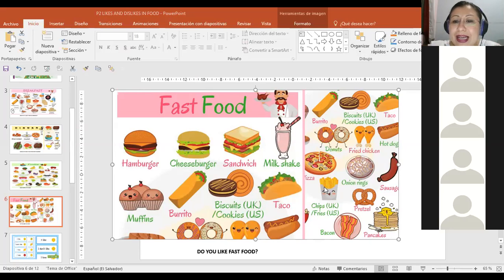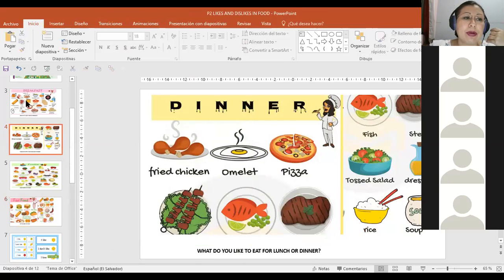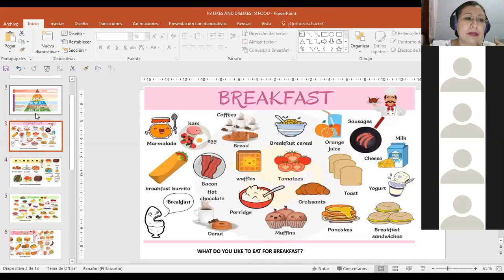Repeat, please, teacher. Okay, you are going to go to the breakout rooms. Vamos a ir a los salones in pairs, en parejas. And then every one of you will ask your partner. Cada uno le va a preguntar a su compañero. Por ejemplo, la primera pregunta sería... What do you like to eat for breakfast? Aquí abajo está la pregunta. ¿Qué te gusta comer para el desayuno?